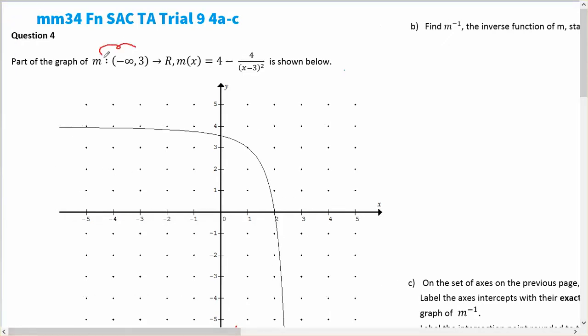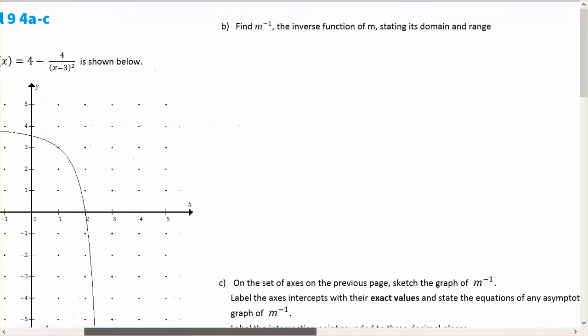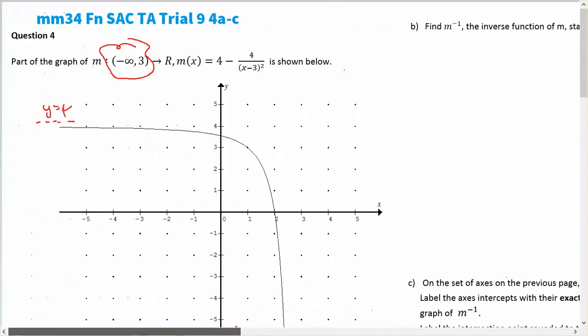I've got a restricted domain of the truncus, and I can see how it's been drawn. I'll have an asymptote there at y equals 4, represented by this, and the truncus has been flipped. Okay, so part B, find the inverse function stating its domain and range.